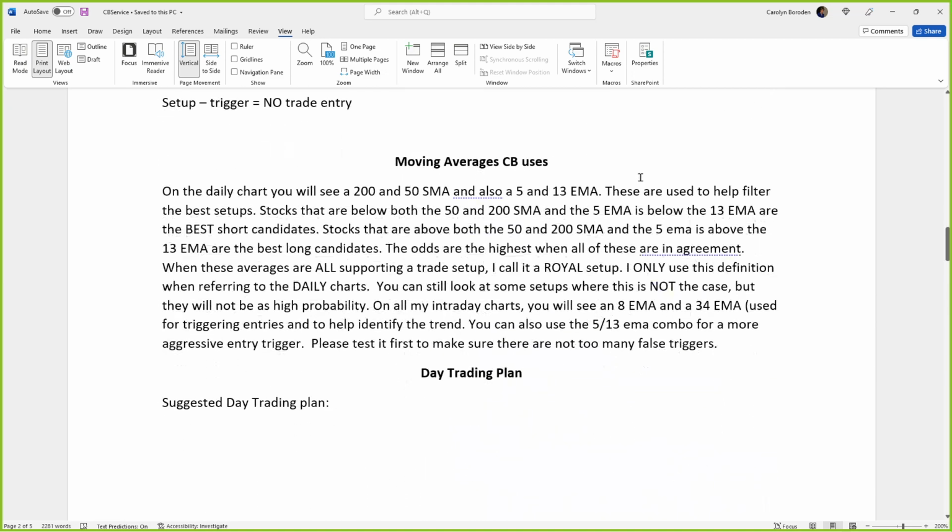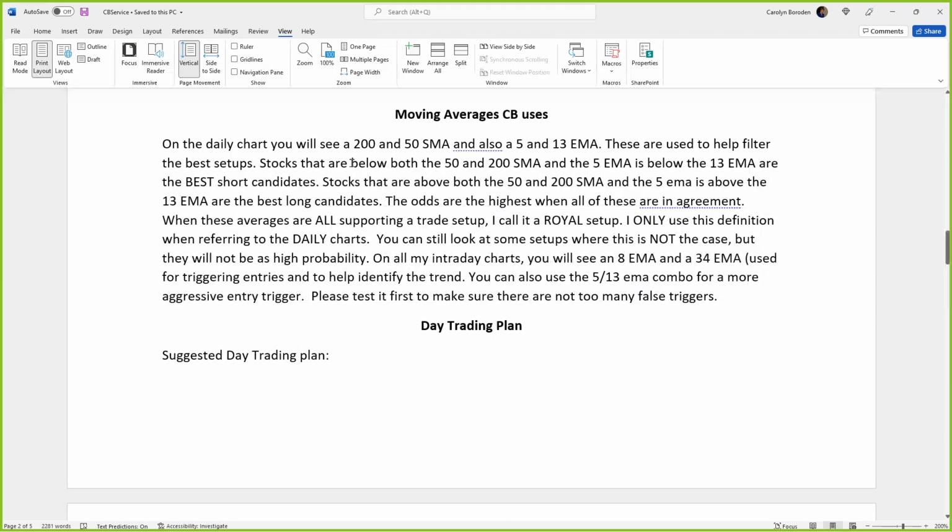I also have listed the moving averages that I use. The ones that I use on a daily chart are different than what I use on the intraday chart. On the daily chart, I'm using a 200 simple and a 50 simple moving average, and I also use a 5 EMA and a 13 EMA. When the 5 is above the 13 EMA, that's bullish. If the 5 is below the 13, that's bearish. These are used to help filter the best setups.